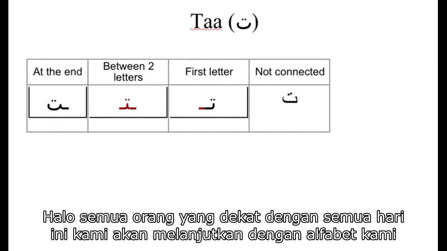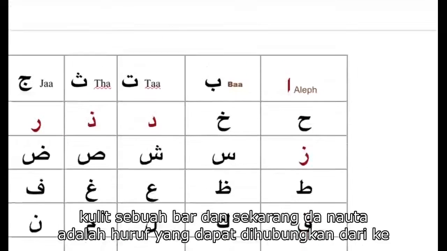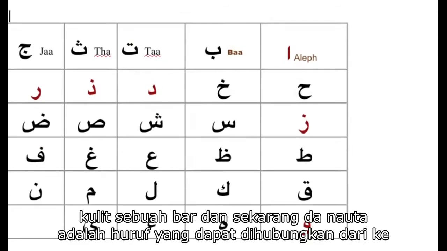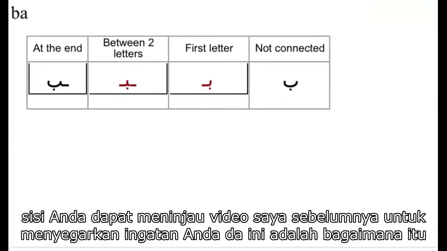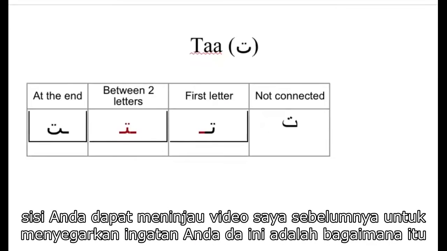Today we will continue with our alphabet, and this is the letter Ta. If you remember, we took before letter A, Ba, and now Ta. Now Ta is a letter which can be connected from two sides. You can review my previous videos to refresh your memory.